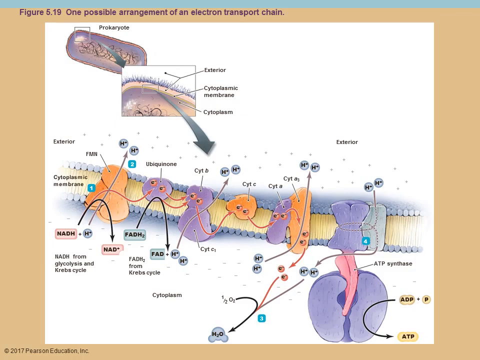And what does it form? Here are our products: water, ATP, and what we already previously accounted for, the carbon dioxide.